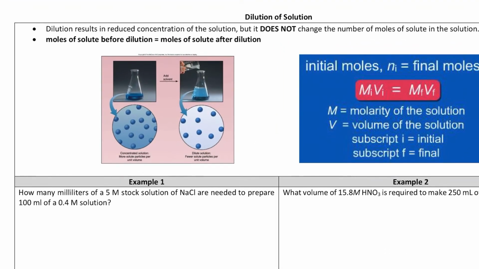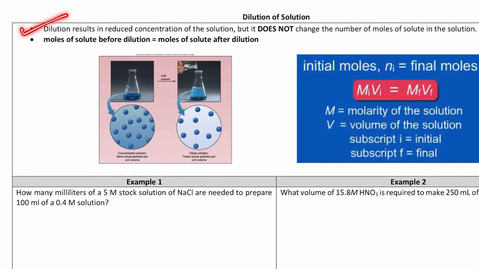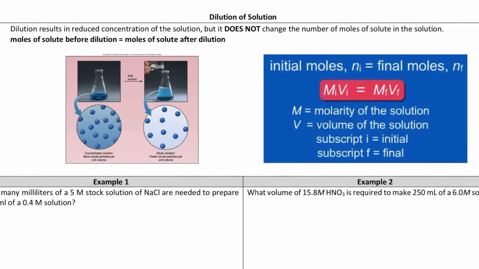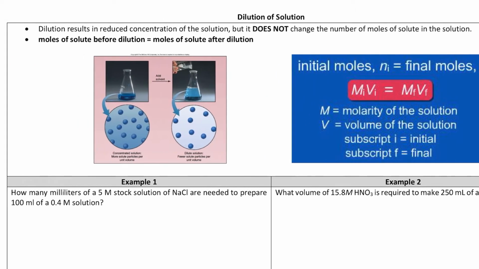Okay, so dilution results in reduced concentration of the solution, but it does not change the number of mole of solute in the solution. Okay, so this is very important. You should know dilution tu kita kurangkan kepekatan solution, tetapi kita tidak mengubah number of mole of solute yang ada di dalam solution tersebut. Okay, so ini bermaksud mole of solute before the dilution equal to mole of solute after the dilution. Sebelum masa pekat itulah number of mole dia, masa dia jadi cair pun itulah number of mole dia, masih sama.